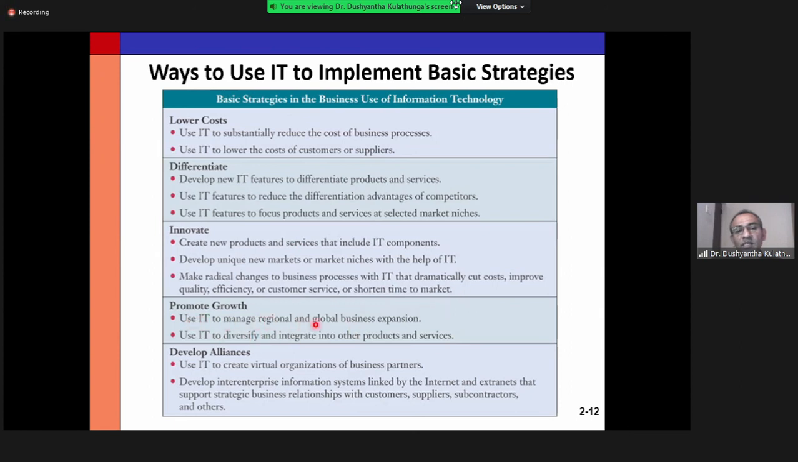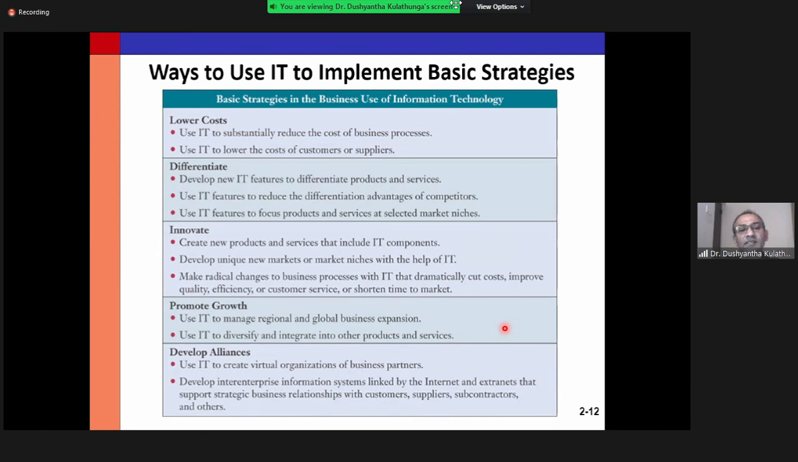Use IT to manage regional global business expansion. Use IT to diversify and integrate into other products and services. The final one under alliances, use IT to create virtual organizations of business partners. Develop enterprise information systems linked by internet and extranet that support strategic business relationships with customers, suppliers, subcontractors, and others. So you can keep it as homework, and basically it is self-explanatory.